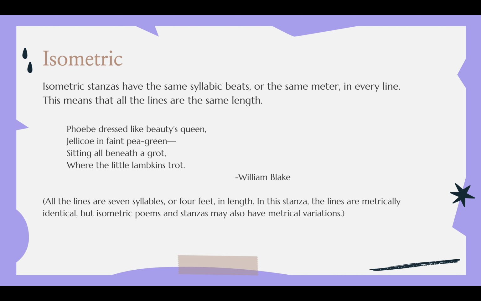Isometric stanzas have the same syllabic beats or the same meter in every line. In traditional poetry, most poems were isometric, adhering to a set line length throughout. It's less common in modern poetry because of the strict restrictions.